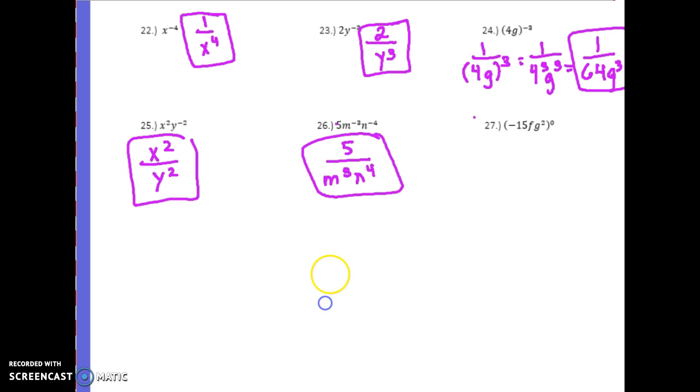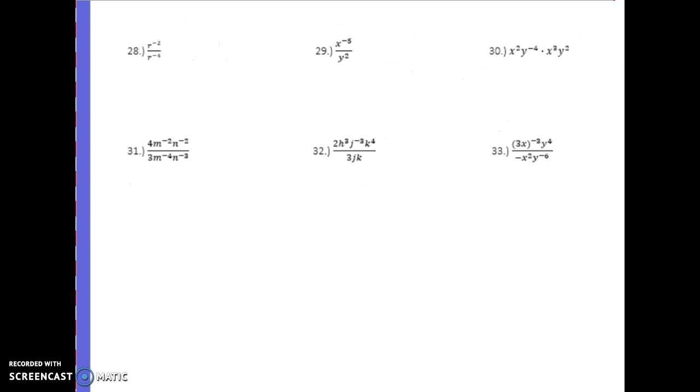Okay. And then number 27, we've got this expression and it's to the 0 power, so the whole thing's going to be equal to 1. But we want to assume that f is not equal to 0 and g is not equal to 0, because if either f or g were equal to 0, then we would have an undefined situation. So the answer is 1. Okay, moving on to number 28.